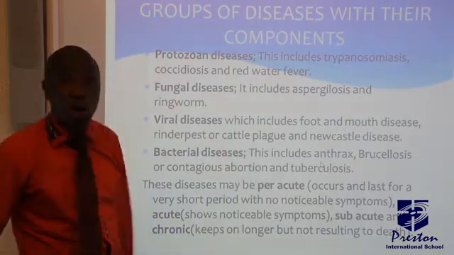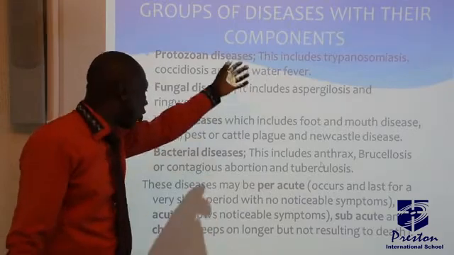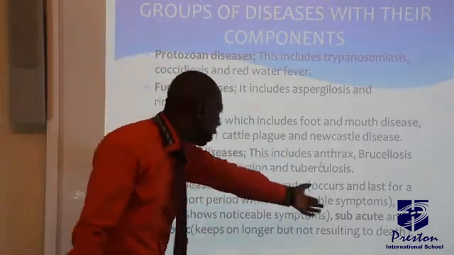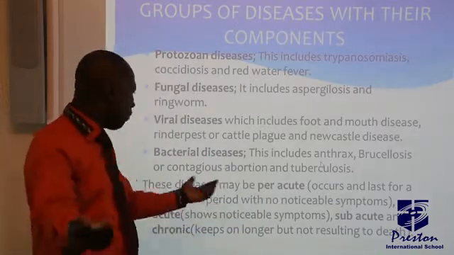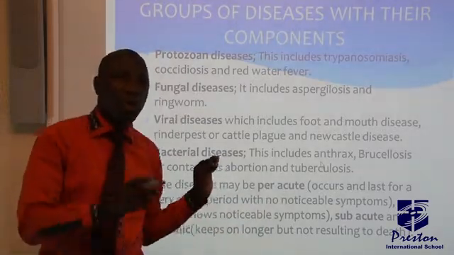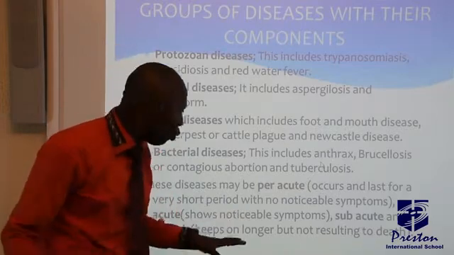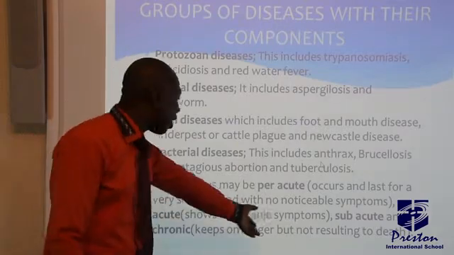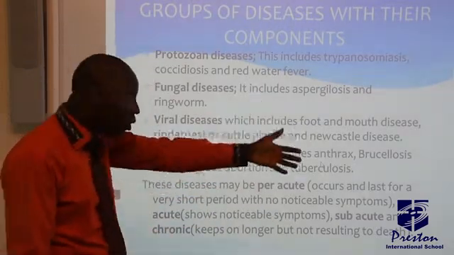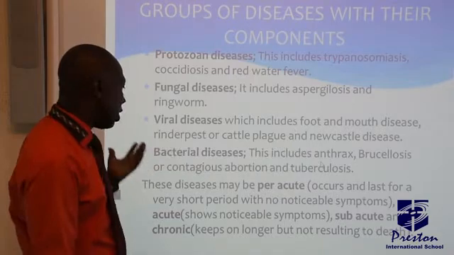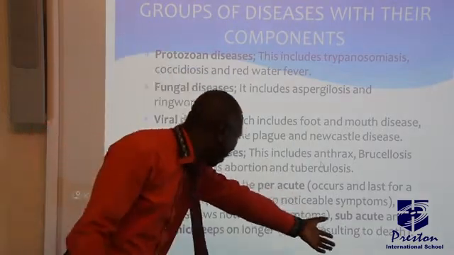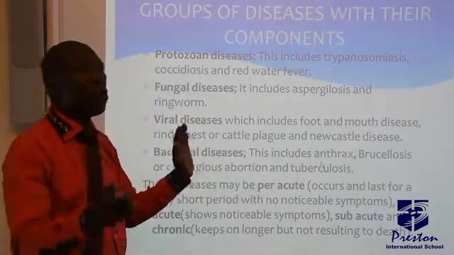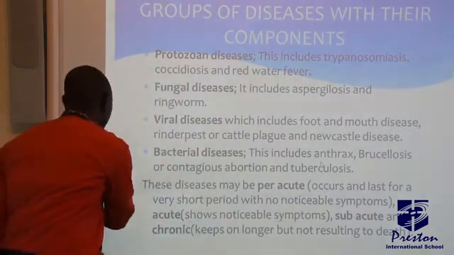I want you to take note of this. These diseases we are talking about may be acute diseases. When you say acute disease, that means it occurs and lasts for a very short period of time. And when it occurs, there are no noticeable symptoms. Then acute disease, they show noticeable symptoms. You will know that, okay, this one is as a result of this. It brings out symptoms. Then we'll talk of subacute and chronic. This one keeps on longer, but not resorting to death.